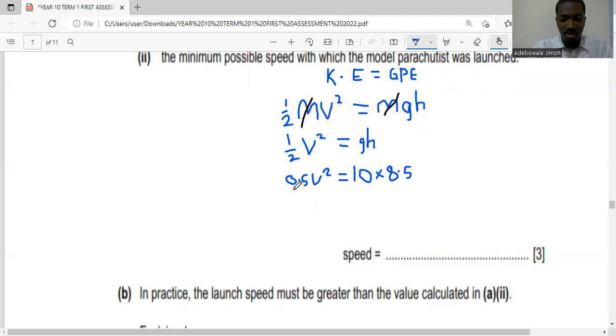So in order to get the value of v squared, you divide both sides by 0.5 so that v squared can stand alone. Divide both sides by 0.5.